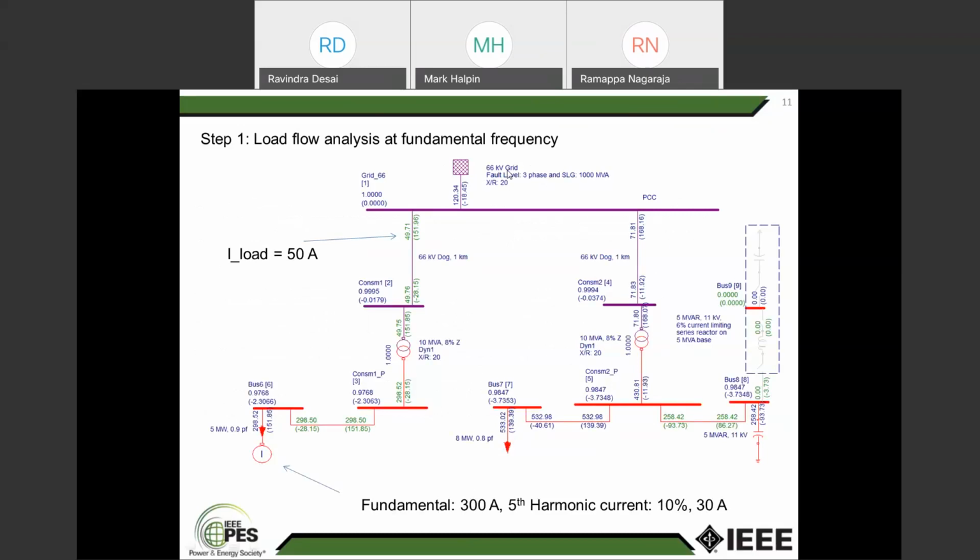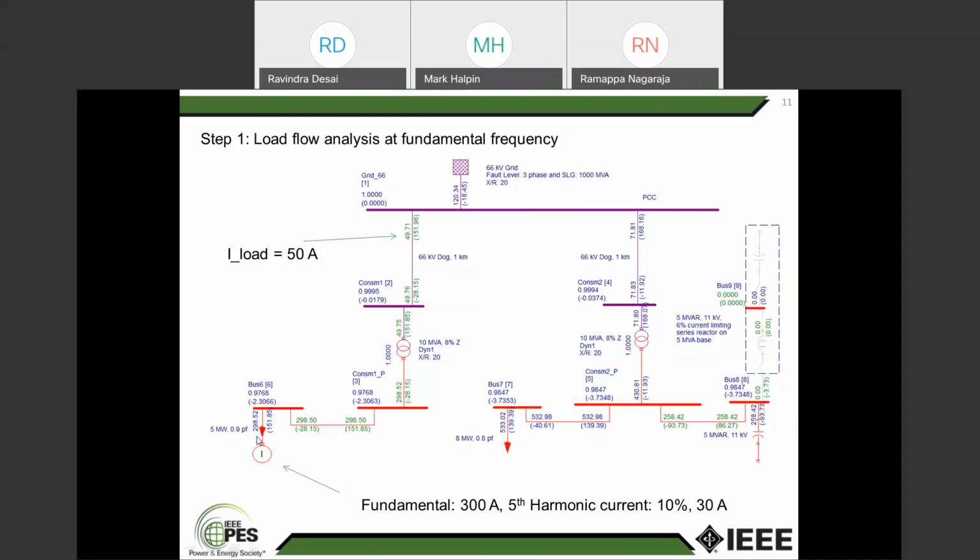This is the system, 66 kV grid, fault level is 3-phase and single line to ground fault level is 1000 MVA, X by R ratio is 20. Therefore, this is how the grid is modeled. And then, this is the consumer one. Therefore, what is the point of common coupling? This is the PCC because this is the consumer one and this is the consumer two. Two consumers are getting connected at the utility bus here. Therefore, 66 kV bus here is point of common coupling. Assume there were to be some other consumer getting connected here, then actually this becomes the point of common coupling. But here, this is the consumer transformer. He has got a 66 per 11 kV transformer, 10 MVA, 8% impedance.